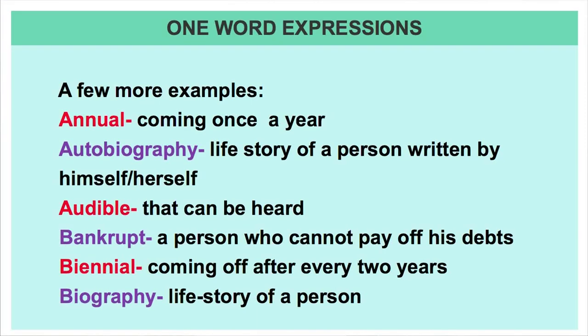To give you a few more examples, something that comes once in a year is annual. The life story of a person written by himself or herself is autobiography. Something that cannot be heard is inaudible, and something that can be heard is audible. A person who cannot pay off his debts, bankrupt. Coming after every 2 years, biennial. Life story of a person, biography. So you see now how one-word expressions are used.